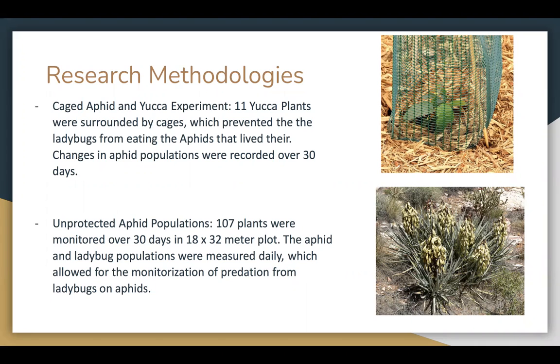For the caged aphid populations experiment, 11 yucca plants were surrounded by cages made of wood and aluminum window screening, which allowed access to the yucca plants for the aphids and ants in the area, but prevented ladybugs from predating on the aphids. The quantity of aphids on each plant were counted daily for 30 days, which allowed for accurate information on the population dynamics of the aphids without any predation, due to the fact that these cages were never breached over the course of the experiment. Additionally, there was only one species of aphid present in this area.